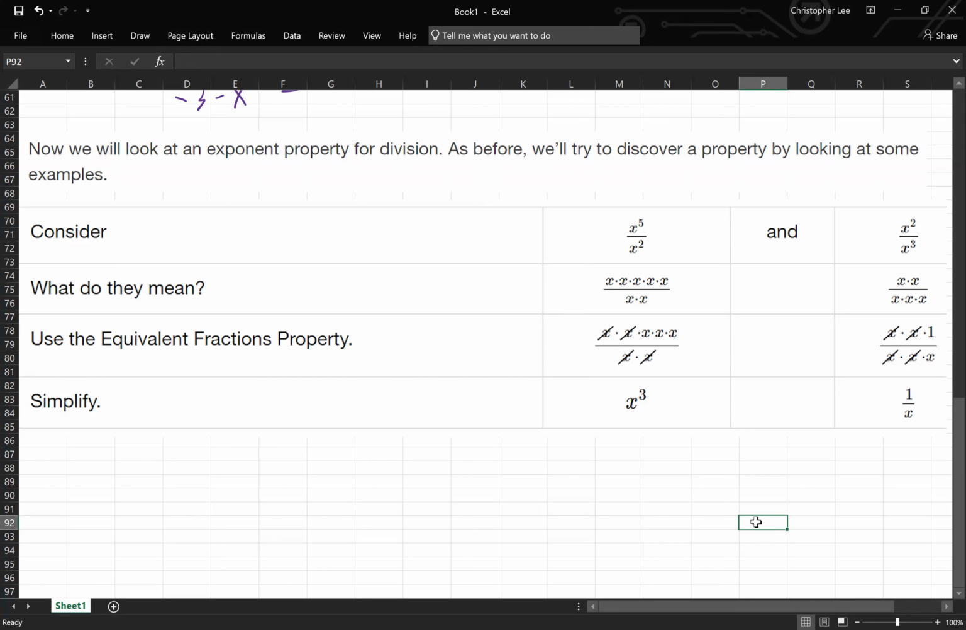Cross out the like terms. Boom, boom. 2 from the top, 2 from the bottom. What's left over? X to the 3rd.